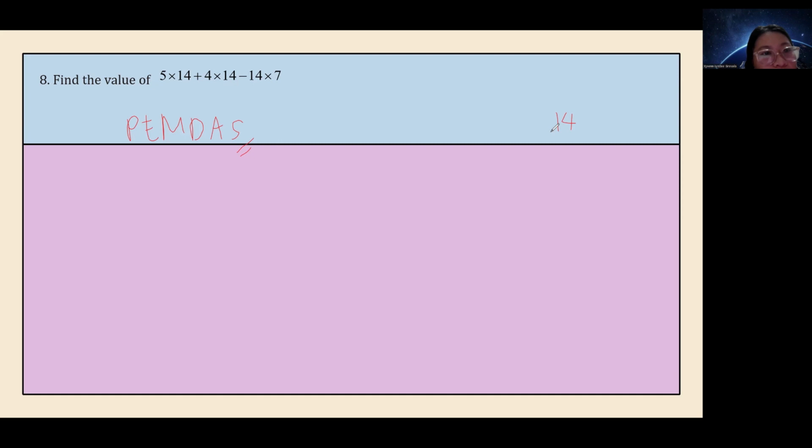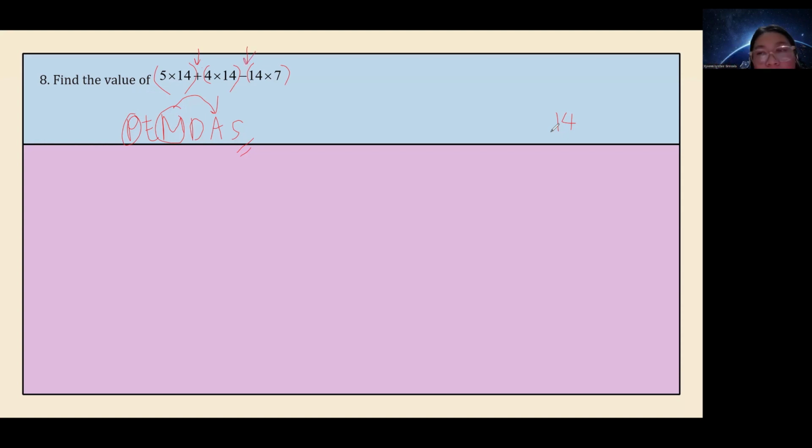So any terms within a parenthesis should be done first, and multiplication should be done first before you add. Okay, and so that's what we're going to remember here. So if we look at our expression, 5 times 14 should be done first. Also 4 times 14 and 14 times 7, before we could add or subtract.